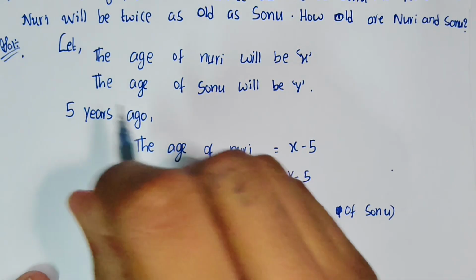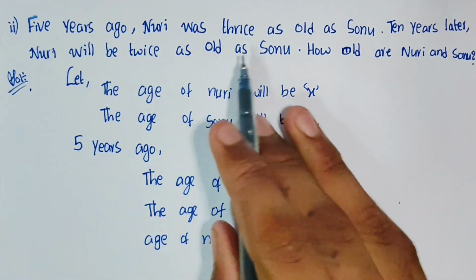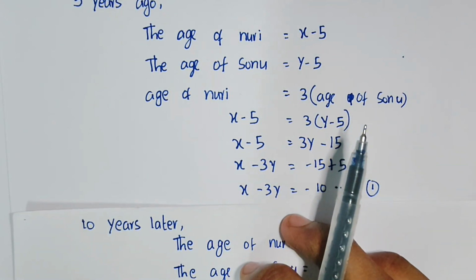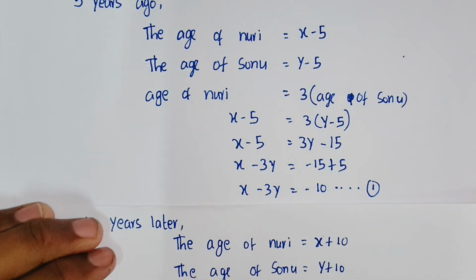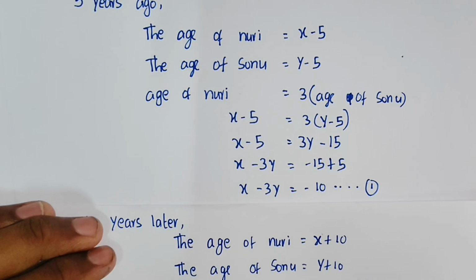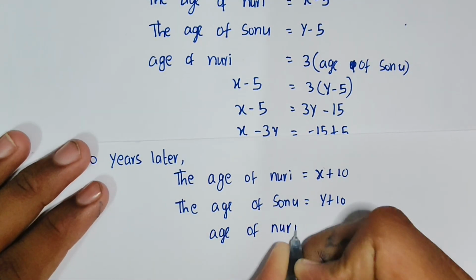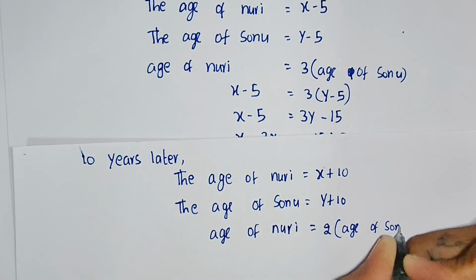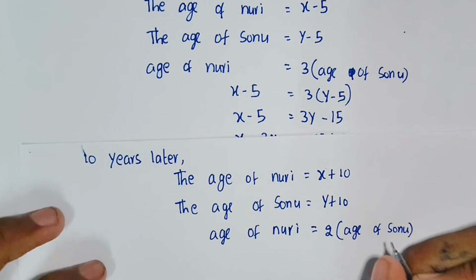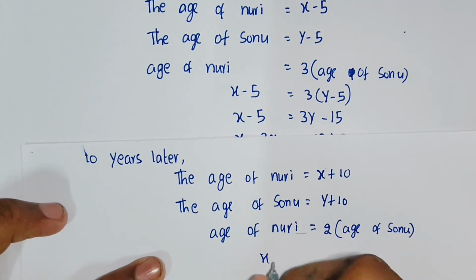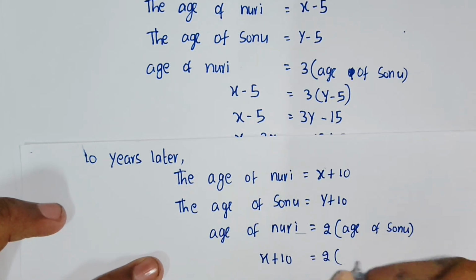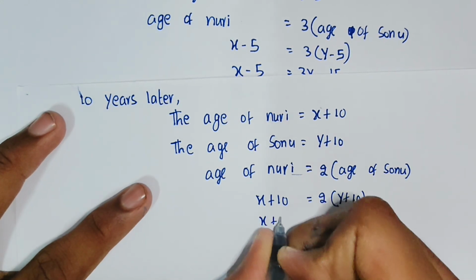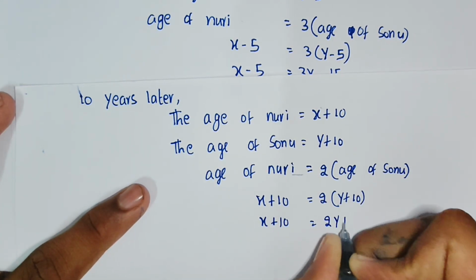After what he said, Nuri will be twice as old as Sonu. So I am writing here the age of Nuri equals 2 into age of Sonu. Here age of Nuri was x plus 10 equals 2 into age of Sonu, which was y plus 10. Here x plus 10 equals 2 into y, 2y plus 2 tens are 20.